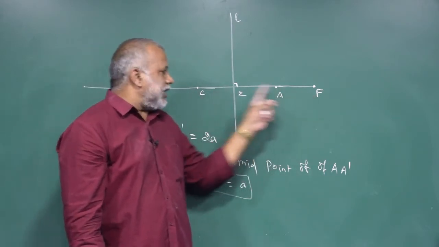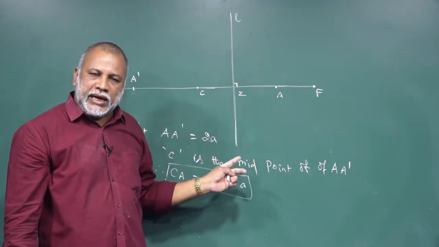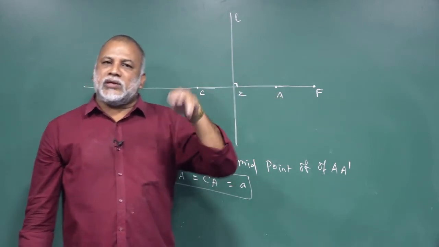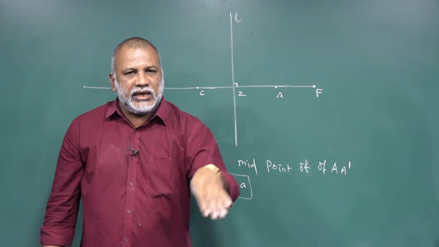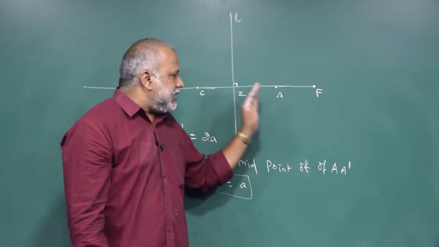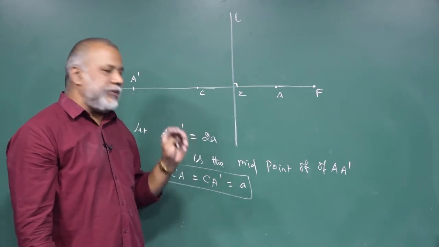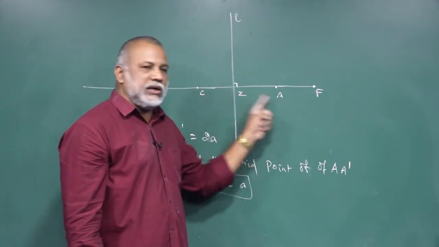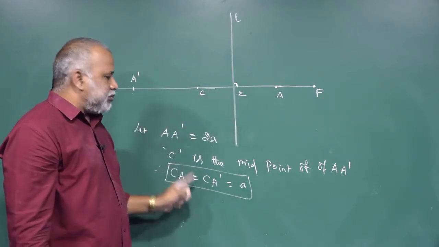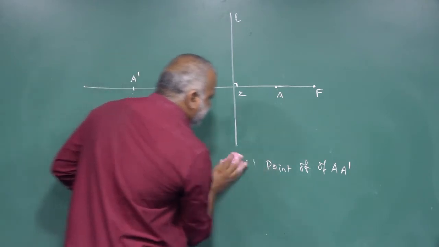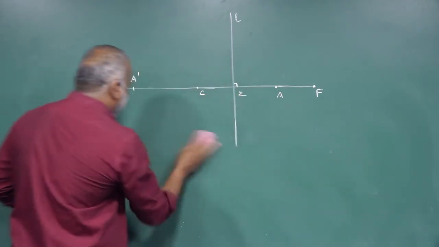After that, draw FZ perpendicular to the directrix L. Let A and A dash be any 2 points on FZ which divide it internally and externally in the ratio e is to 1. Let us consider the distance A A dash equal to 2a. C is the midpoint of A A dash. Therefore, CA equal to CA dash equal to small a. So up to this, we are clarifying all the explanations.